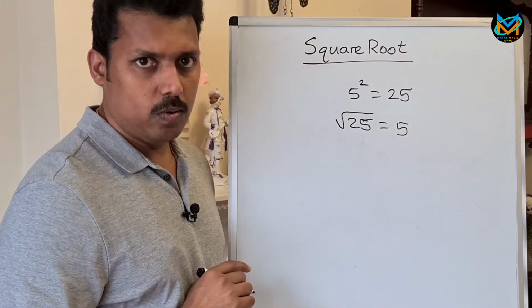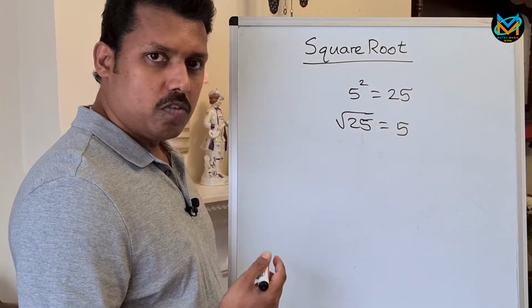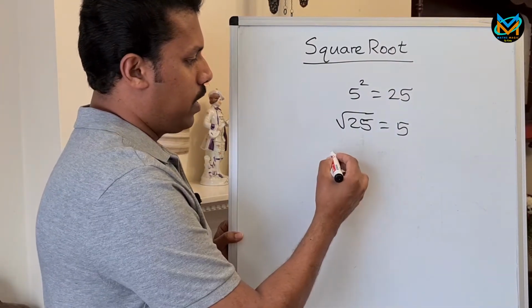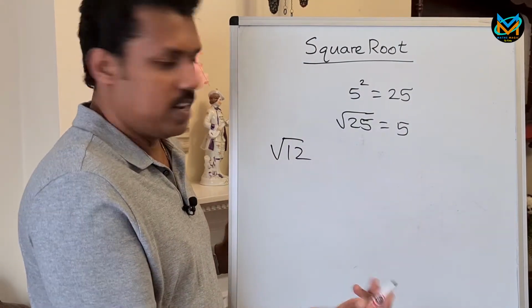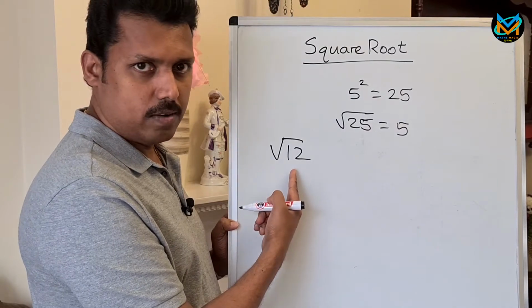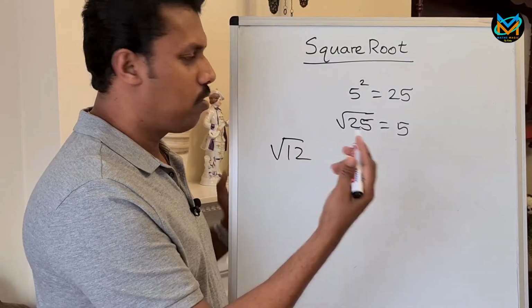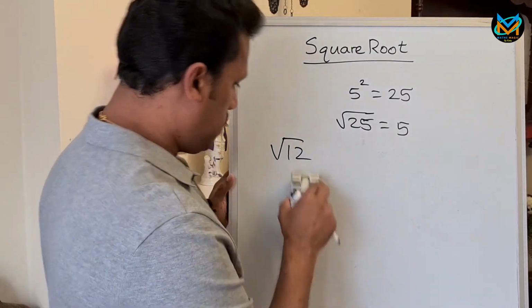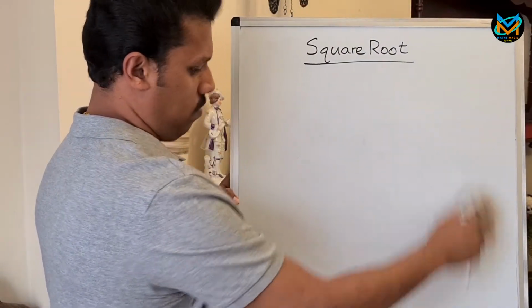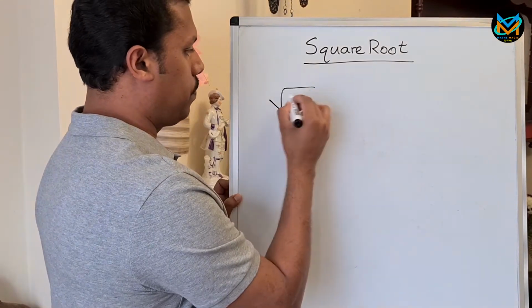Here we are going to look at square roots of non-perfect squares. For example, the square root of 12. We don't know it, isn't it? It's not a perfect square. How are you going to find that out? Or the square root of 23, or the square root of 67, like that. That's what we are going to look at today. So let's take the square root of 12.